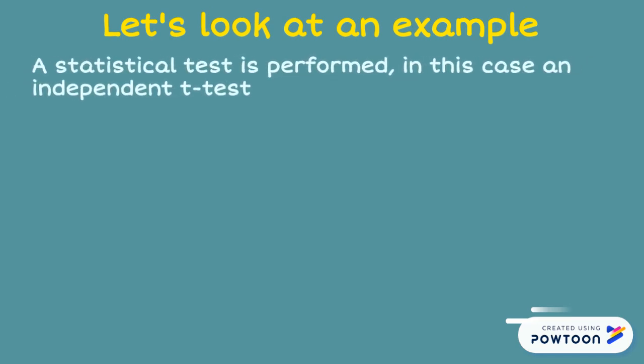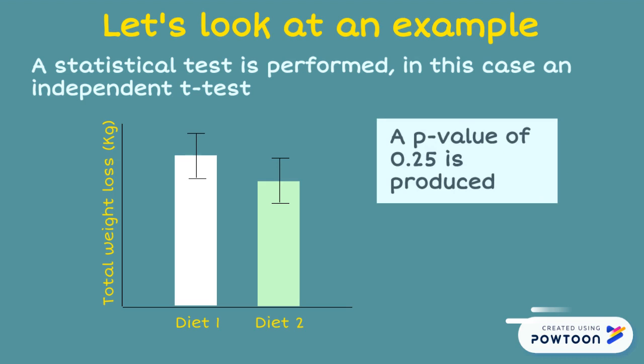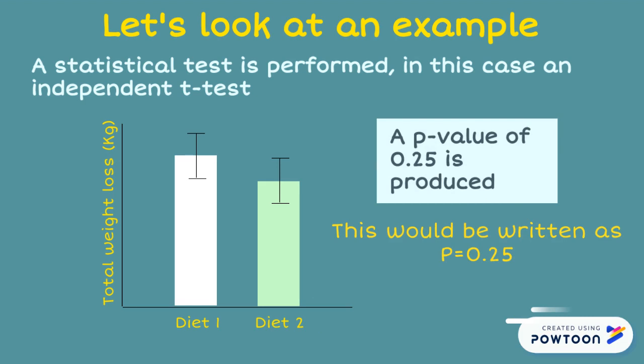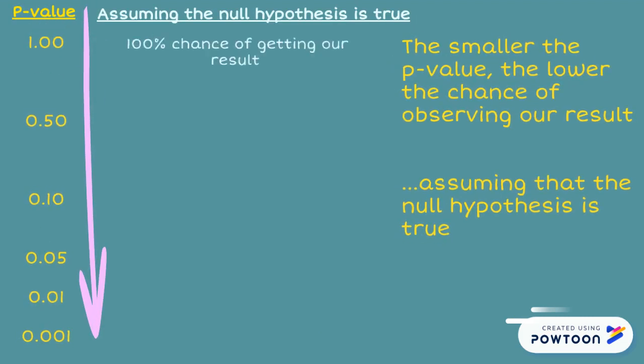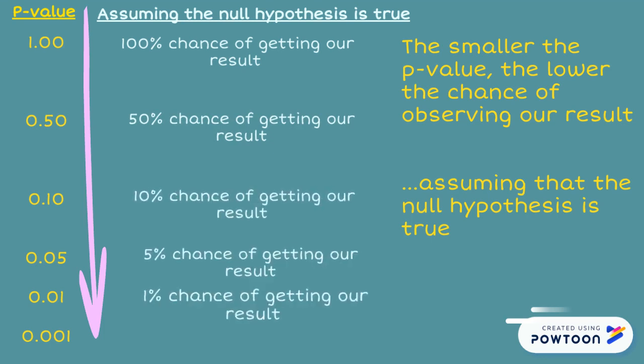A stats test is performed, in this case an independent t-test. It produces a p-value of 0.25. This would be written as p = 0.25. The smaller the p-value, the lower the chance of observing our result, assuming that the null hypothesis is true.